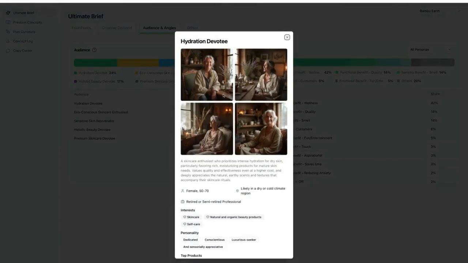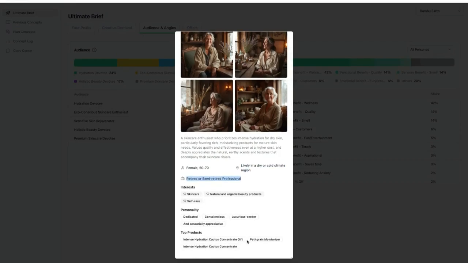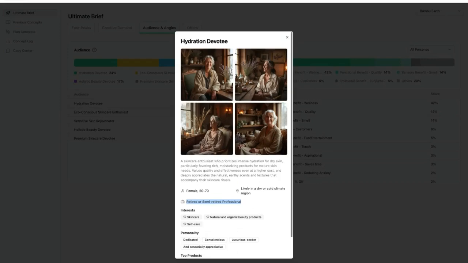So in this case, you can see Bamboo Earth has the hydration devotee. This is a skincare enthusiast who prioritizes intense hydration for dry skin, particularly favoring rich, moisturizing products for mature skin needs, values quality and effectiveness even at a higher cost, and deeply appreciates the natural, earthy scents and textures that accompany their skincare. These are women 50 to 70. They likely live in a dry or cold climate or region. They're retired or semi-professional. These are some of their interests, personality traits, and the top products that they care about. So this is spot on for Bamboo Earth.